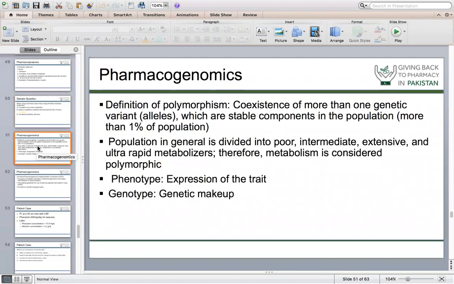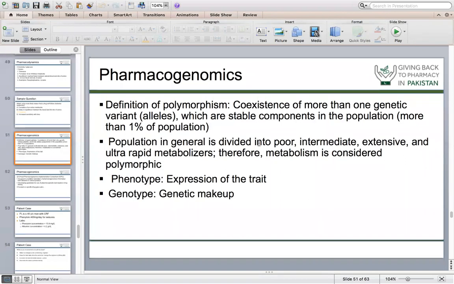Moving on to our last section, pharmacogenomics. It's actually precision medicine, which we know is the future of medicine: the response to a drug in different individuals is different. Why is it different? Because there is coexistence of more than one genetic variant, which are stable components in the population. How do they affect drug metabolism, or the response to drugs?